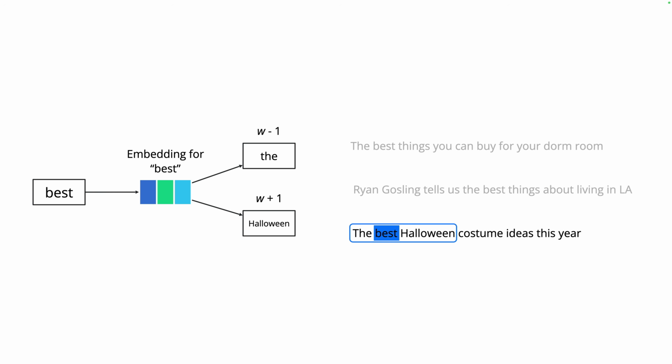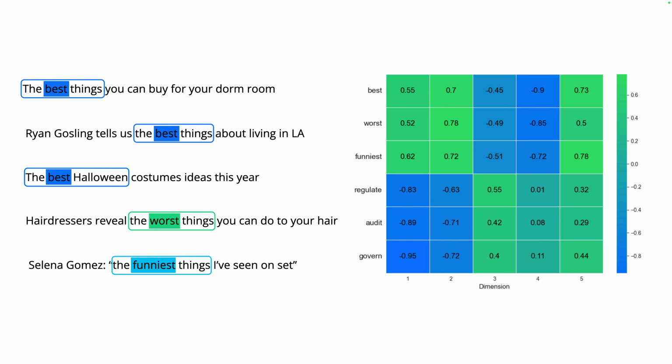And we repeat this exercise for every word in the vocabulary, meaning we have a word embedding for each word in our corpus or body of text. Due to the way that this model is trained, words that are used in similar contexts end up with similar weights in their embeddings. So here you can see that best, worst, and funniest are used in a similar context. And when we look at the resulting embeddings, we can see that their embeddings are also similar. But in contrast, words like regulate, audit, and govern are all used in very different contexts. So they have very different embedding weights on each dimension.